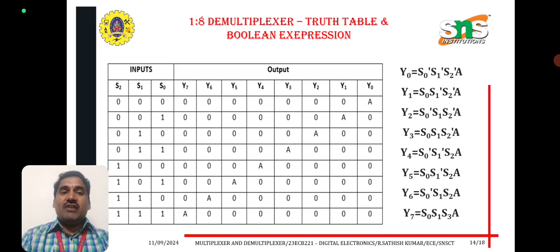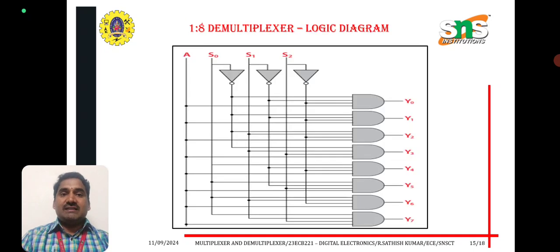For these Y0 to Y7 Boolean expressions, we are going to see the logic diagram. A is high in all these states. With S0, S0 bar, S1, S1 bar, S2, S2 bar, we can get the outputs Y0 to Y7. This is the 1:8 demultiplexer logic diagram.